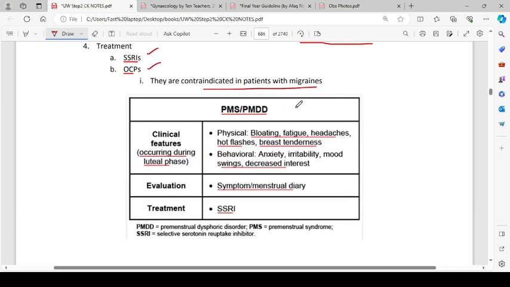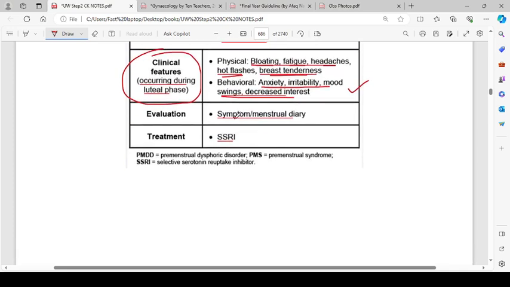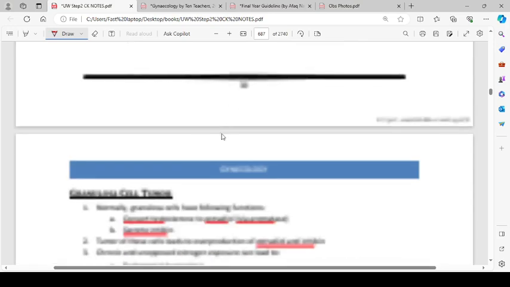So premenstrual syndrome or premenstrual dysphoric disorder. Clinical features occurring during the luteal phase are physical: bloating, fatigue, headache, hot flashes and breast tenderness. Behavioral changes are anxiety, irritability, mood swings and decreased interest. Evaluation: symptom and menstrual diary, and treatment is with SSRIs.